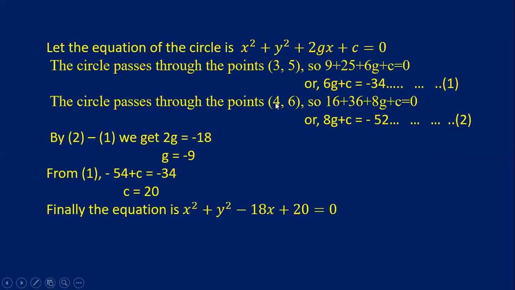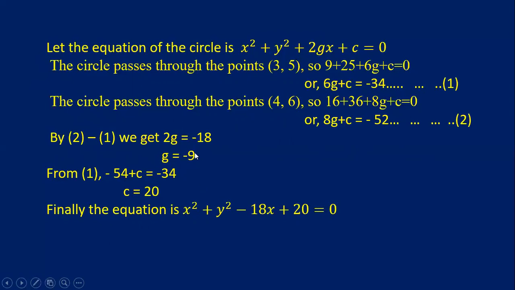Again the circle passes through (4, 6). So it is 16 plus 36 plus 8g plus c. Just put the point on the circle. Now what is unknown here? g and c. This is one equation, and this is another equation. If we subtract 1 from 2, we get 2g is equal to minus 18 and g is equal to minus 9. From 1, if we put minus 9 here, then it is minus 54 plus c is equal to minus 34 and c is equal to 20. Finally, the equation is this.